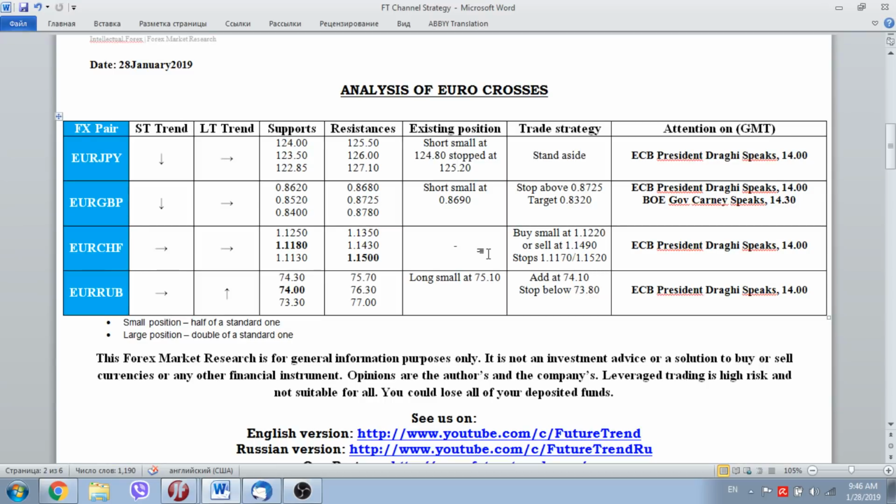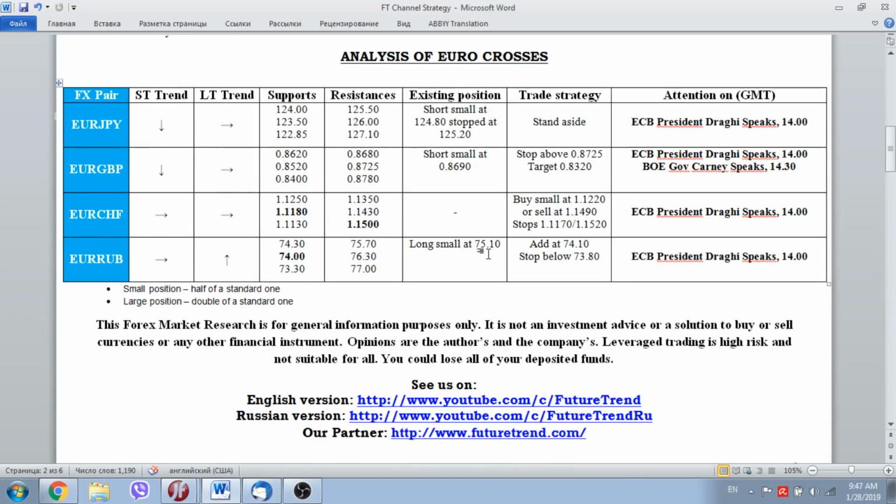Probably we should also tell some words about the Russian ruble. And with the Russian ruble, as you could see, we accumulated some long positions in both ruble pairs like euro ruble and dollar ruble. But here we have to take a part of caution.